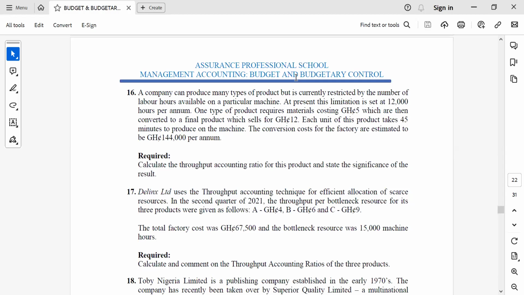Okay, so you need only the factory cost per bottleneck, because they have calculated the throughput per the bottleneck already for you. You don't have to go and do anything. So you just have to calculate your factory cost per the bottleneck. So let's do that.